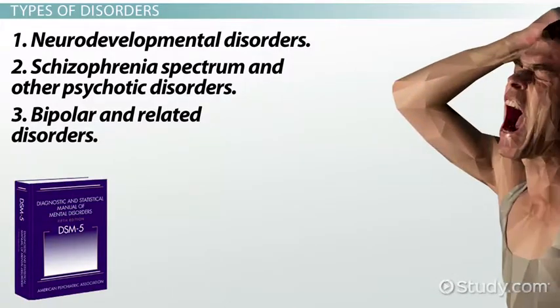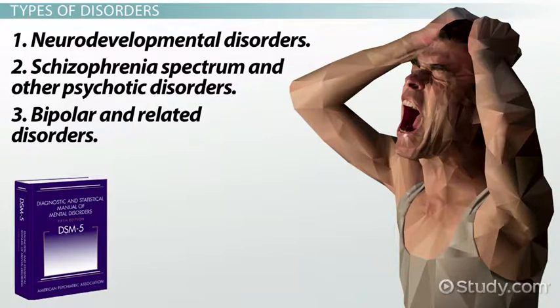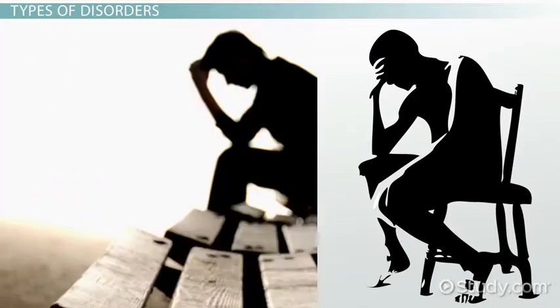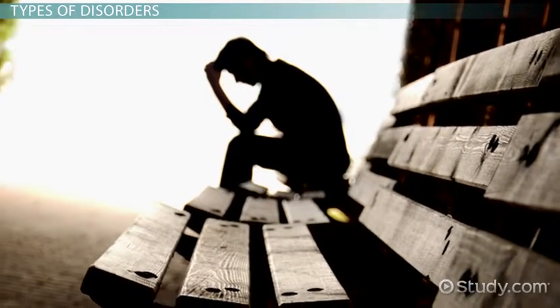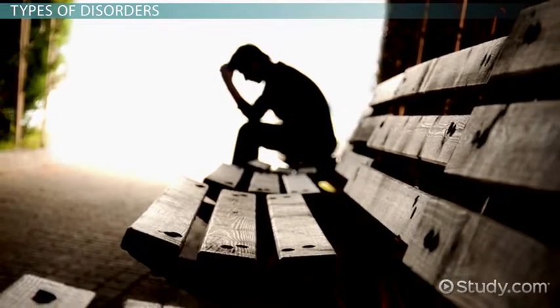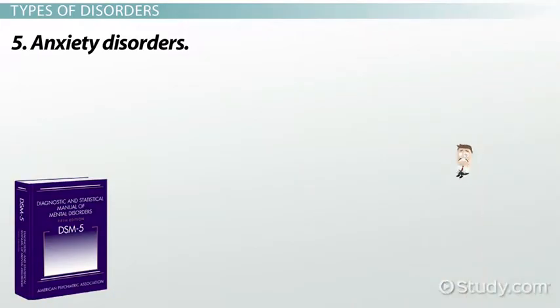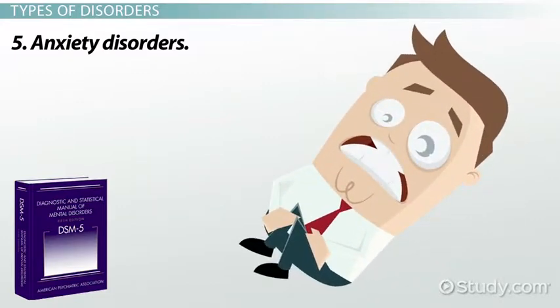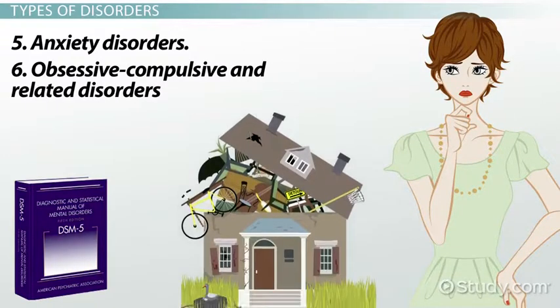Number 3, bipolar and related disorders. The different types of bipolar disorder, which involves intense mood swings, are the main focus of this group of disorders. Number 4, depressive disorders. Unsurprisingly, these disorders have to do with depression, such as major depressive disorder and persistent depressive disorder, and other types of disorders that disrupt a person's mood, such as premenstrual dysphoric disorder, among others. Number 5, anxiety disorders. In addition to panic disorder, anxiety disorders include things like social anxiety disorder, generalized anxiety disorder, specific phobias, and others.